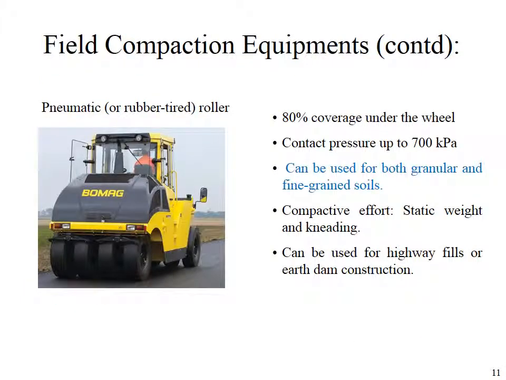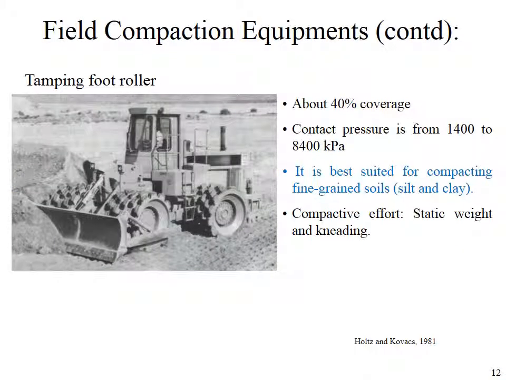Pneumatic roller: 80% coverage under the wheel, contact pressure up to 700 kilopascals, can be used for both granular and fine grained soils. Compactive effort is static weight and kneading. It can be used for highway fields and earth dam construction. Tamping foot roller: about 40% coverage, and contact pressure is from 1400 to 8400 kPa. It is best suited for compacting fine grained soils, that is silt and clay. Compactive effort is static weight and kneading.